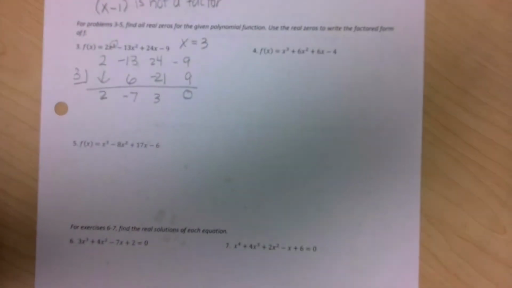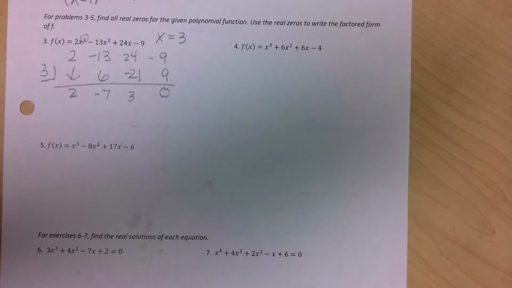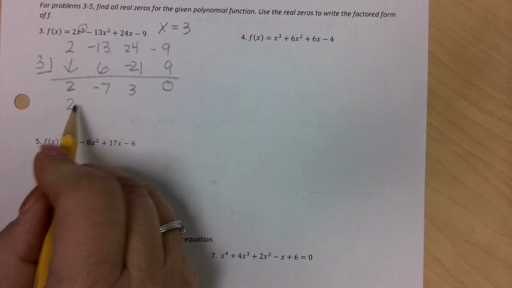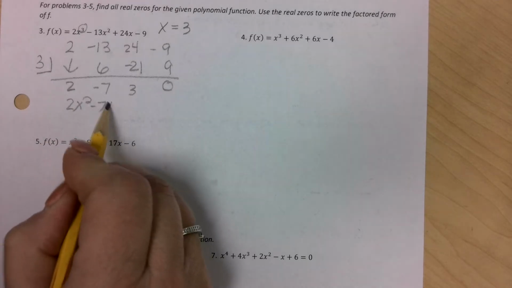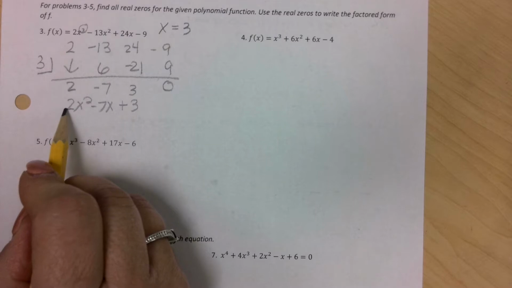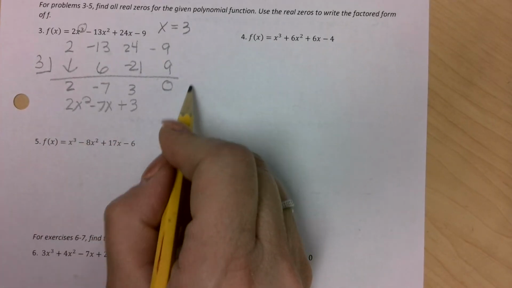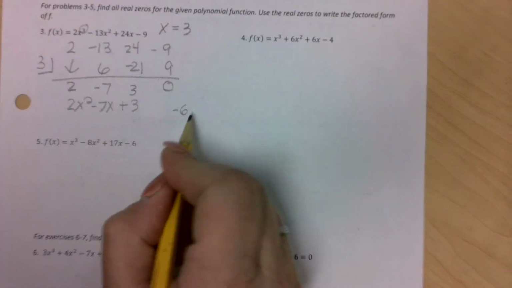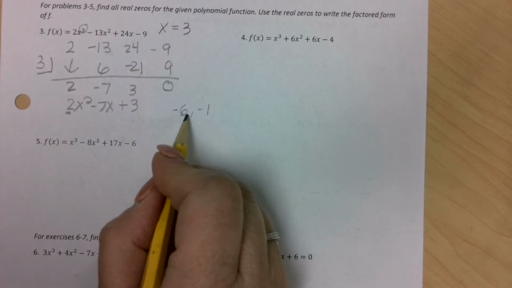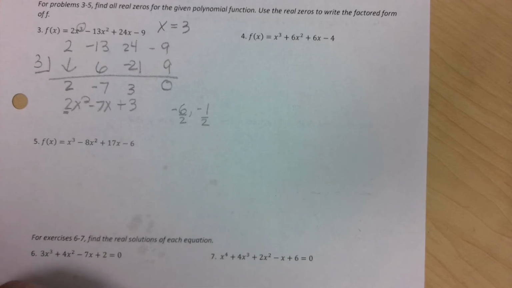And then we want to actually factor, or write, this quadratic equation, 2x squared minus 7x plus 3. Are there factors of 6 that add up to negative 7? There are. Negative 6 and negative 1. Now recall, since a is not 1, we need to divide these factors by 2.